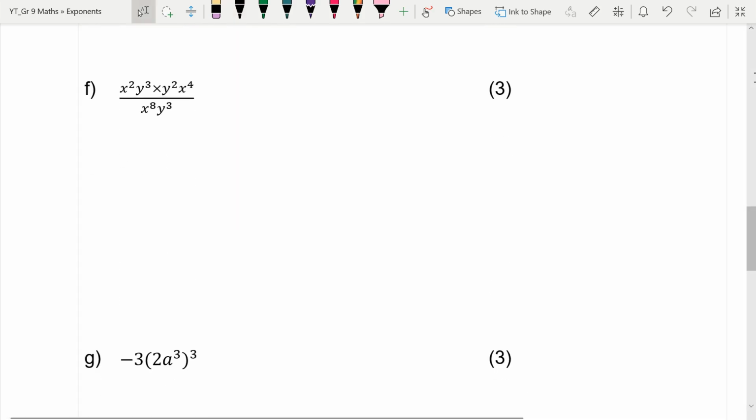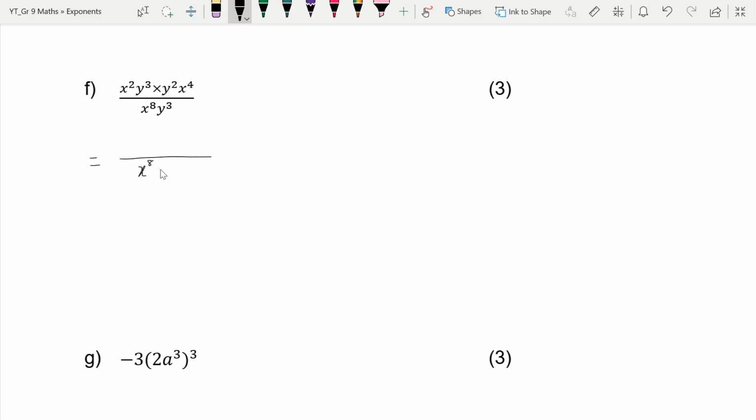F. Now we're dealing with a fraction. And if we look at the denominator, there's not much that we can do. There's actually nothing we can do there to simplify at the moment. It is in its simplest form. So let's look at the numerator and see what's going on over there.